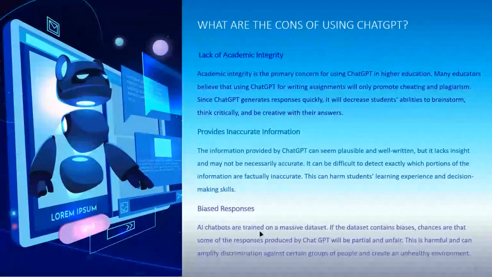Biased responses. AI chatbots are trained on a massive dataset. So if the dataset contains biases, chances are that the same applies to the responses produced by ChatGPT. Okay, and it will be partial and unfair. This is harmful and can amplify discrimination against certain groups of people and create an unhealthy environment, of course.